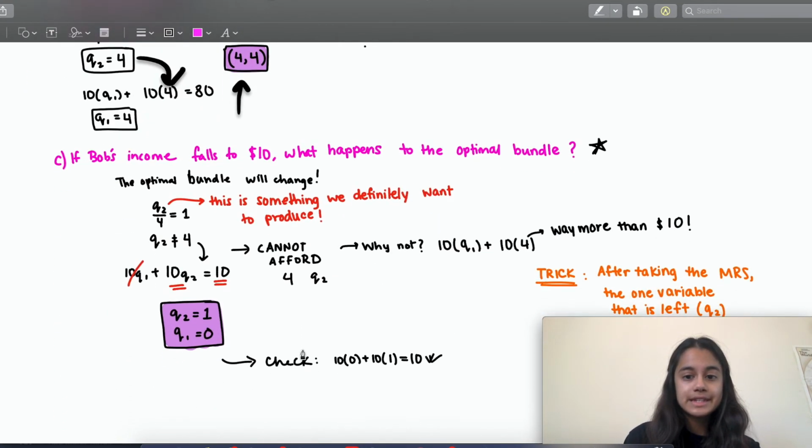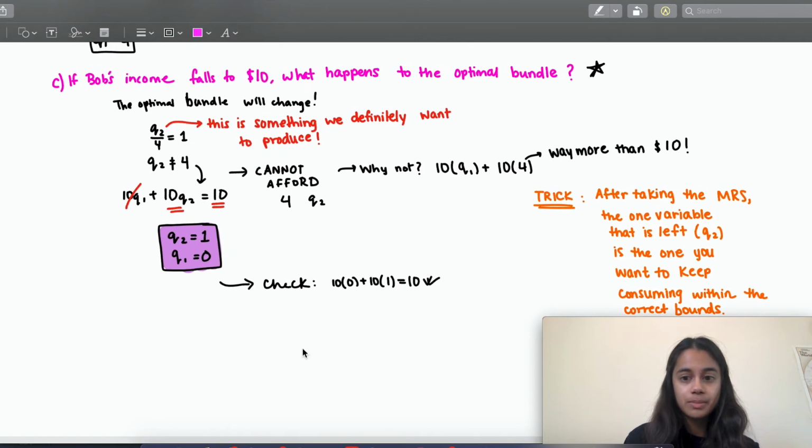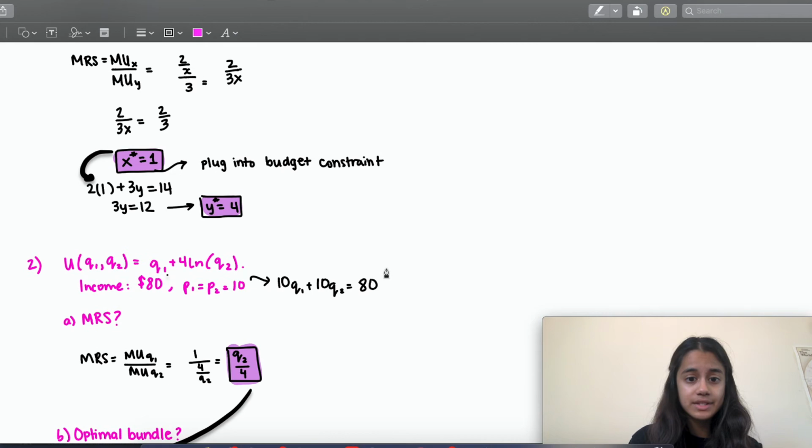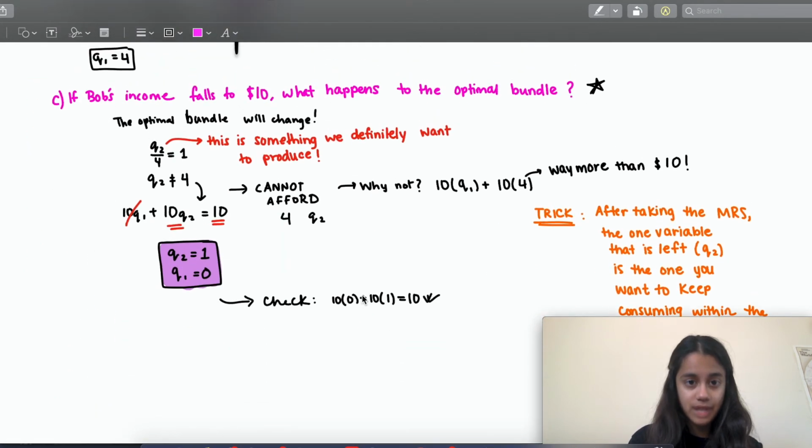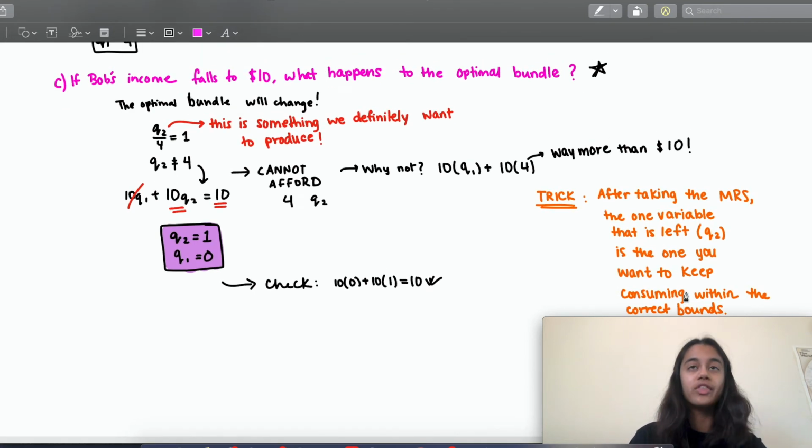So for part C, this is a tricky one, and I'm pretty sure it'll probably pop up on your exam. Here it says Bob's income falls to $10, right? So first his income was $80, now it drops to 10. What will happen to the optimal bundle? Well, we know for sure that the optimal bundle will change, right? But again, like I said before, one thing to remember is that whenever you're taking the MRS, that one variable that is left is the one that you want to keep consuming within the correct bounds, okay? Might not make sense when I'm saying it now, but take a look at this, right? We have our MRS. That MRS does not change.